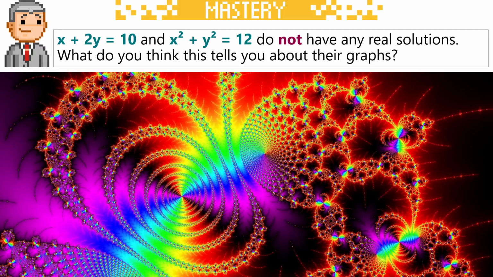If you were to try and solve x plus 2y equals 10 and x squared plus y squared equals 12, you'd find that they don't have any real solutions. What do you think this tells you about their graphs?